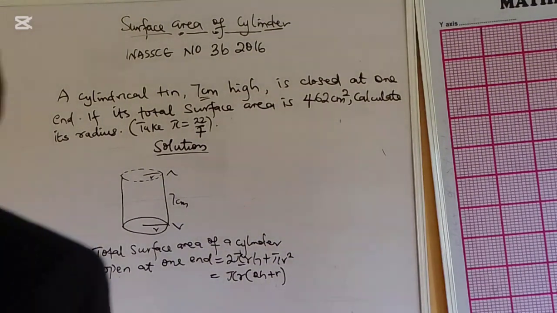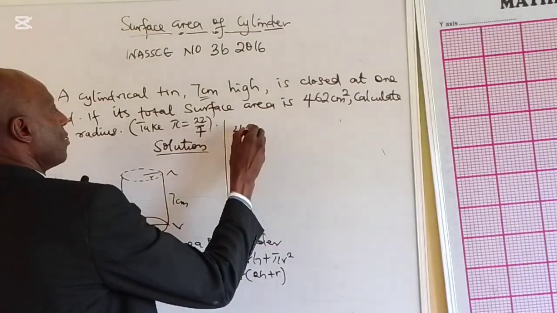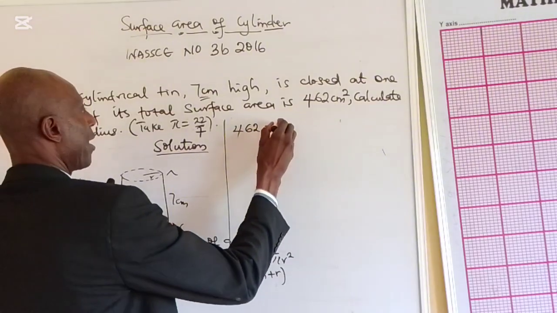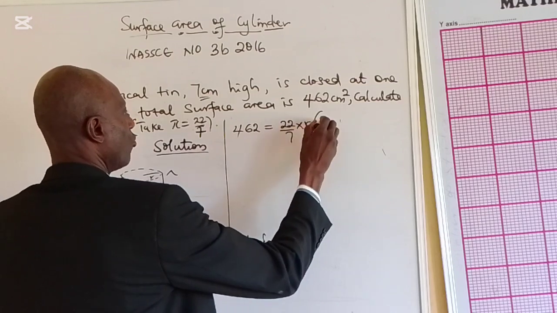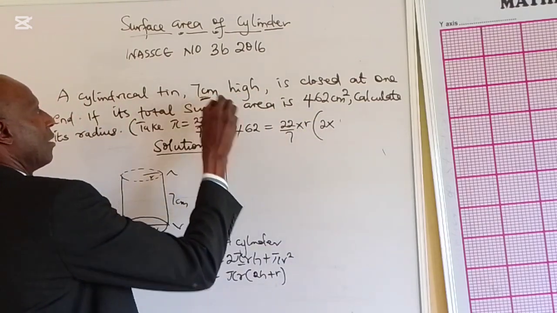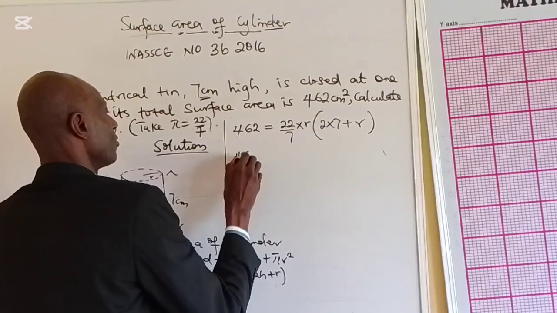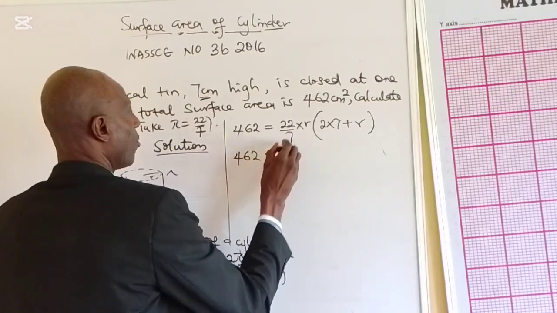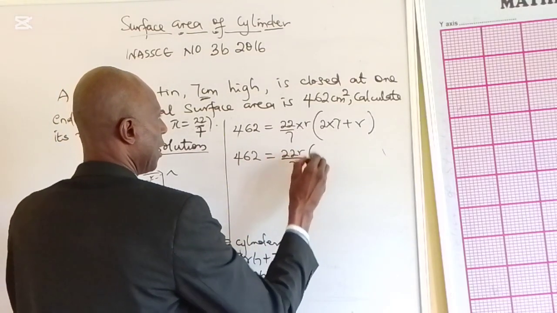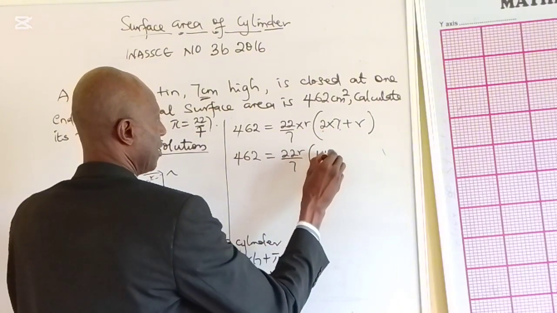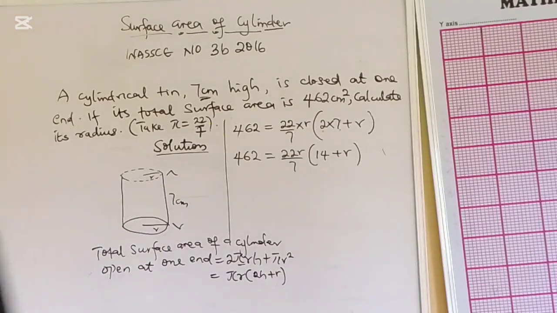So let's substitute now the value, because the total surface area has been given to us, which is 462. Then here pi is 22/7 times r into 2 times the height, the height is 7, plus the radius. Now, 462 is equal to, when you multiply, it will give us 22/7 into 2 times 7 is 14 plus r. Okay, so let's now cross multiply.